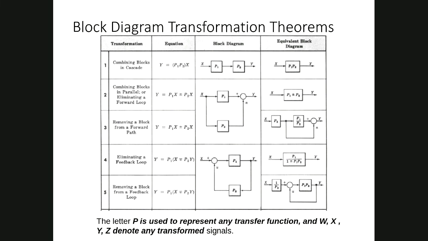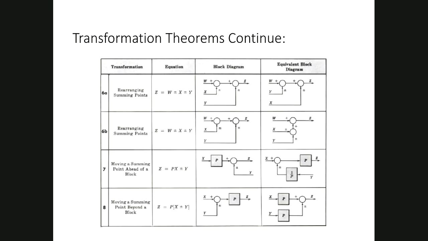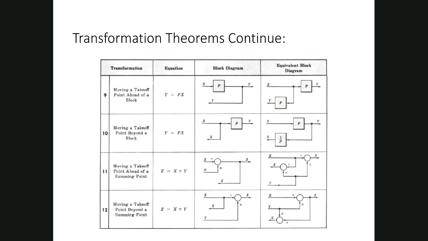So this is just summarizing most of those things we've looked at. Again, if you look at it, it's the same thing. This is cascade. This is parallel. This is feedback. This is feedback. Again, this is for the summing joints. These are all the things we've looked at. When you move it before the joint, when you move it after, how does it look?